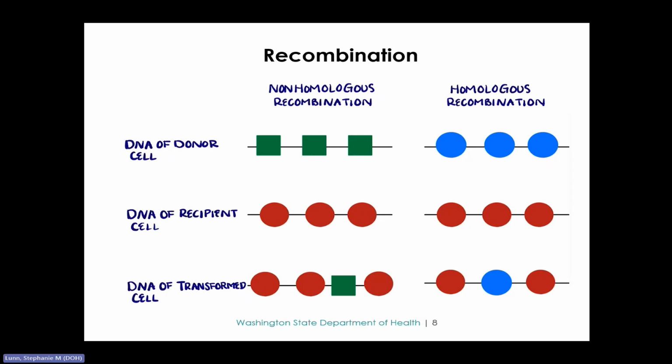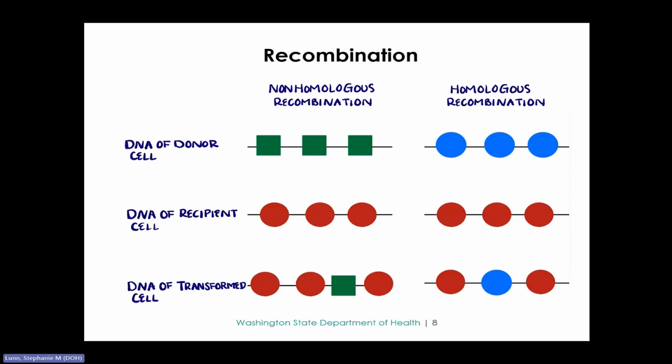Now, there are several different forms of non-homologous recombination, but for the purposes of illustrating this example here, we see that after recombination has occurred, a gene from the donor cell has been transferred to the recipient cell. And so the DNA of the transformed cell shows the new sequence with the transfer of this novel gene.